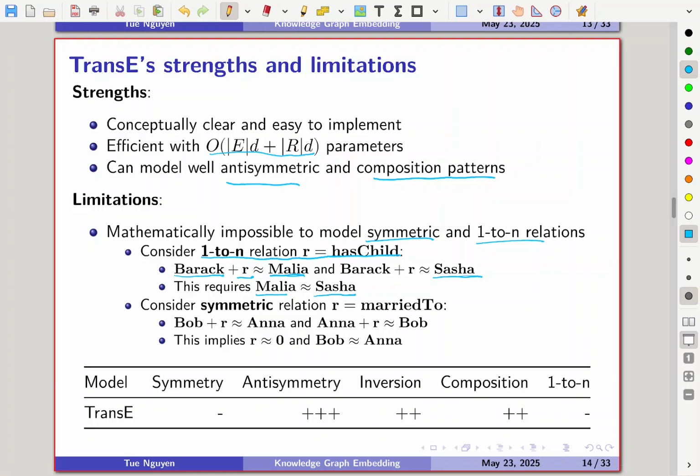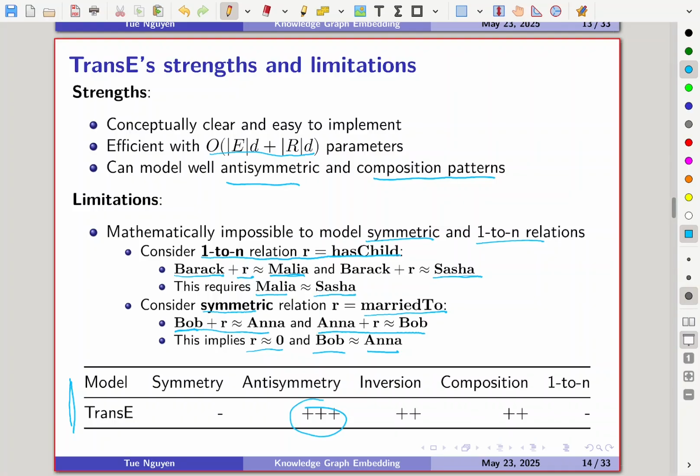Another example about a symmetric relation, for example, married to. Bob married to Anna implies that Anna is also married to Bob, right? But these 2 equations imply that the embedding for the relation should be the vector 0, and Bob and Anna have the same representation. So it's also problematic.